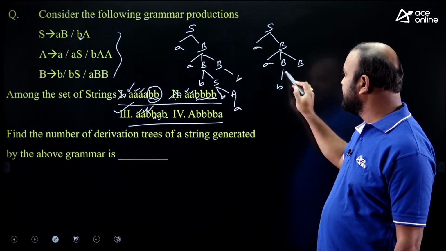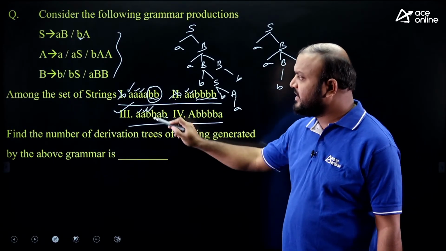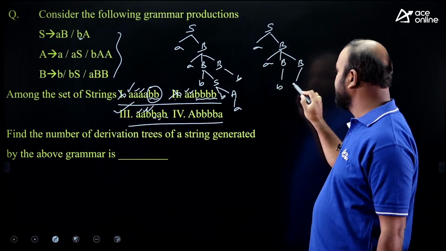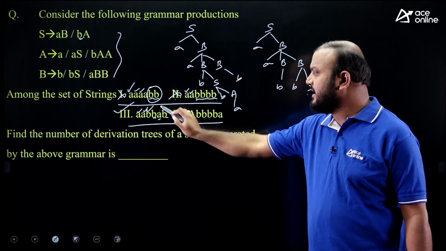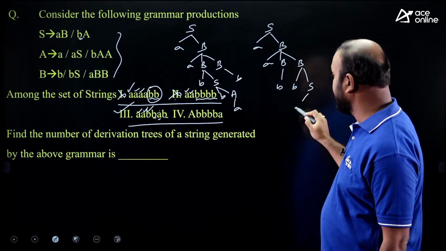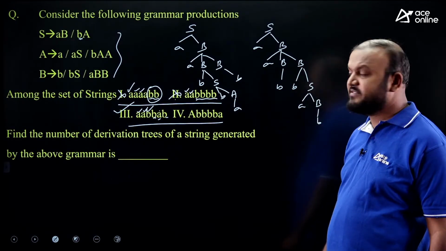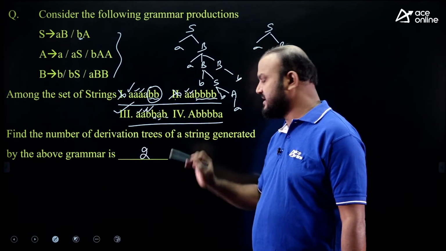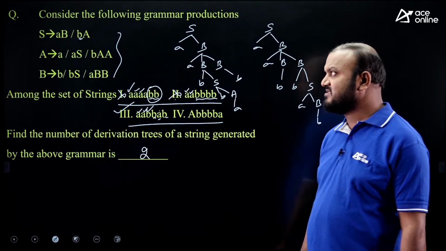And here AAB, with B, we have to get B. To get B using B, we have to use BS. Here we use BS. With the S, we have to get A. To get A, we have AB, and with B, B. So how many trees are possible? Like tree 1, tree 2. There are 2 trees possible. That's it. This is a kind of question possible to ask.